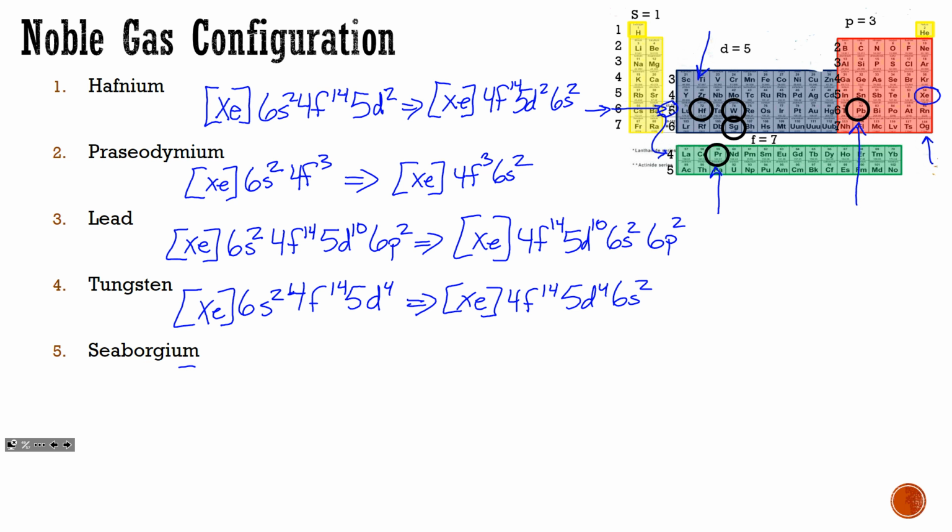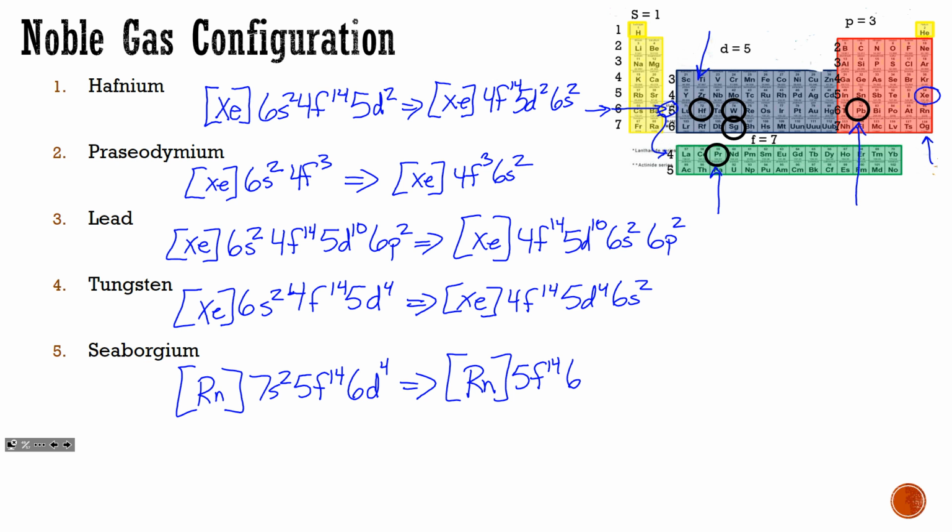For seaborgium, seaborgium is actually down one. Yes, we get to use radon. And then we're going to come over and use 7s2. And then we go down to the 5f14, back up to the 6d, and we're into it 4. So rearranging here, radon 5f14, 6d4, and 7s2. All right.